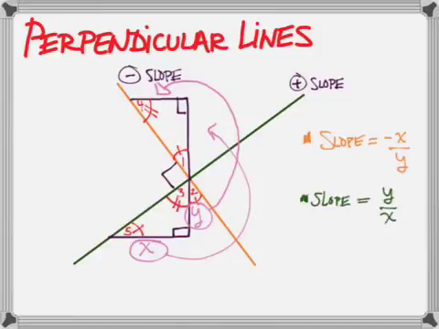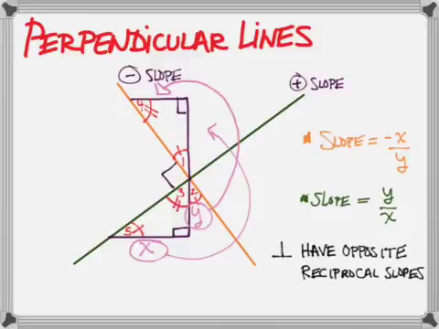So you can see that we have negative reciprocals of our slopes if we're going to get perpendicular lines. So if I had a slope of 2, the perpendicular line would be negative 1/2.